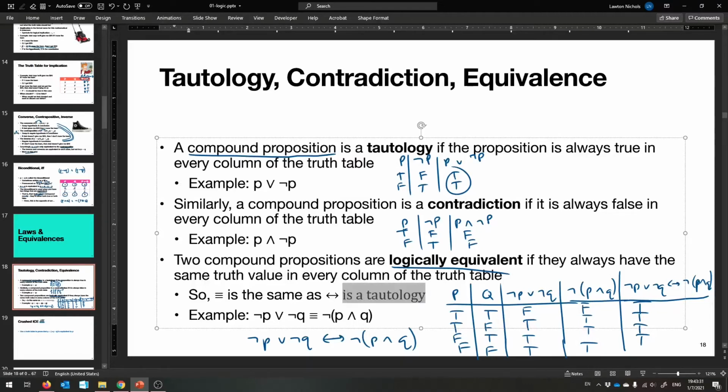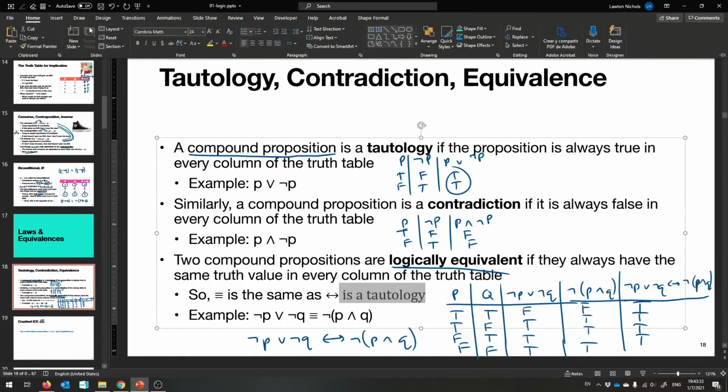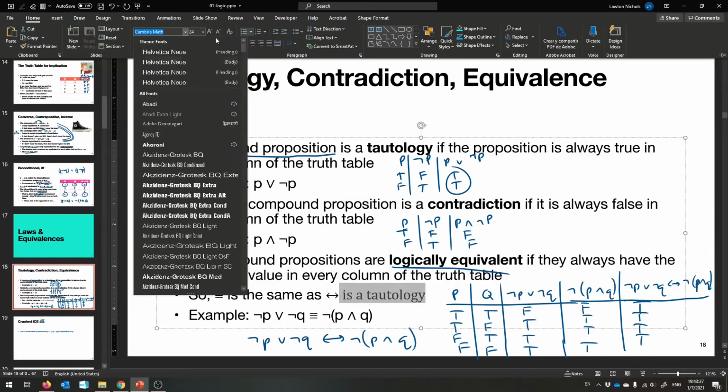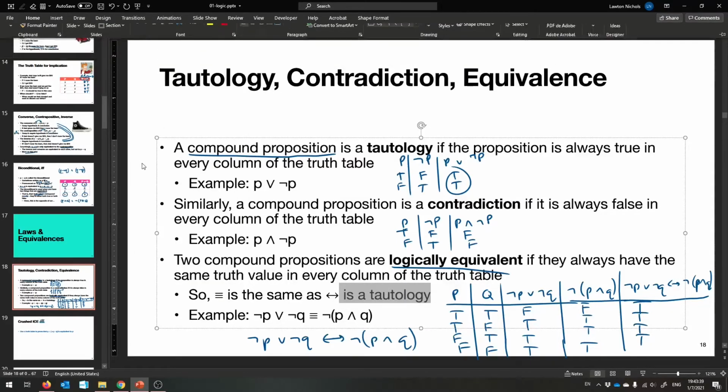And it decided to use a different font, and that bothers me, so I'm going to change it. Boop.